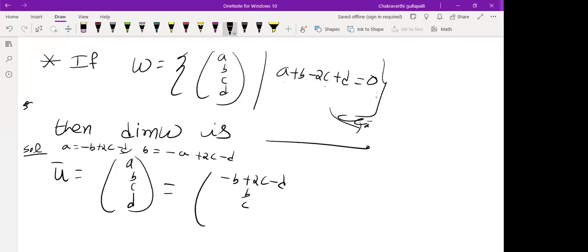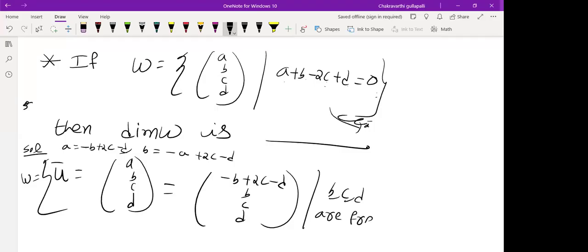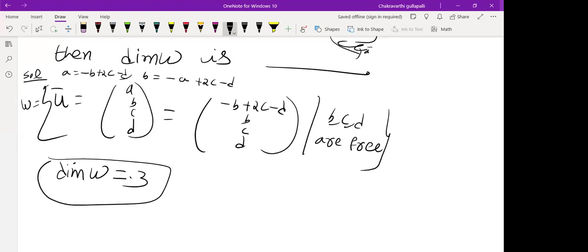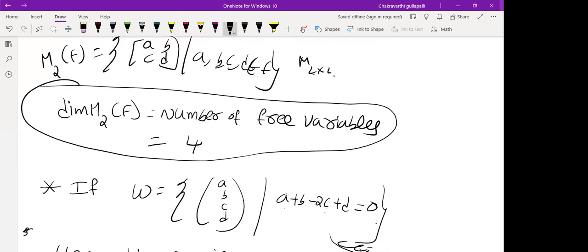So B means B, C means C, D means D. Which are free then? BCD are free. So what is the dimension? It is the number of free variables. So the dimension of W, in appearance, is 4, but after using the condition, it got reduced. Without the condition, the answer is 4. With the condition, the answer is 3.